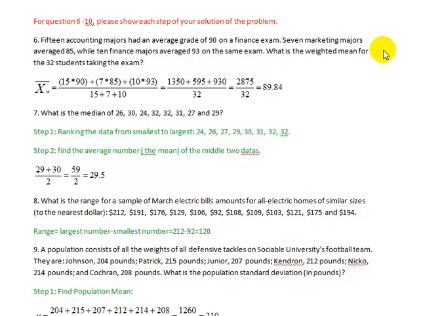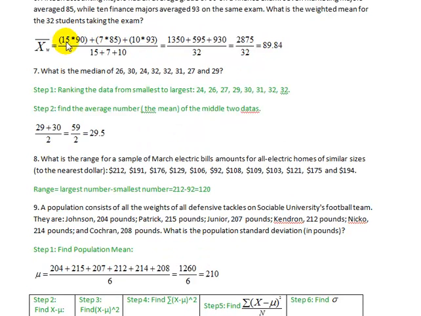The formula for the weighted mean is x bar sub w equal to 15 times 90 plus 7 times 85 plus 10 times 93, over 15 plus 7 plus 10. The values in the denominator are the weights. Then we get the result 89.84. Here it means 15 people share the same value 90, 7 people share the same value 85, and 10 people, 10 is the weight, share the same value 93.